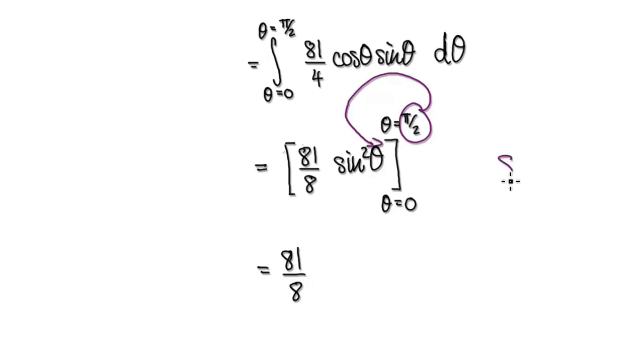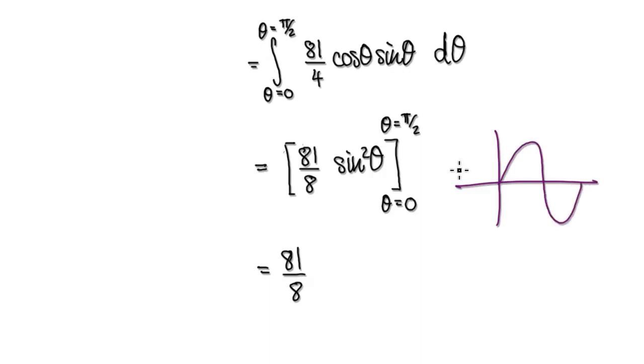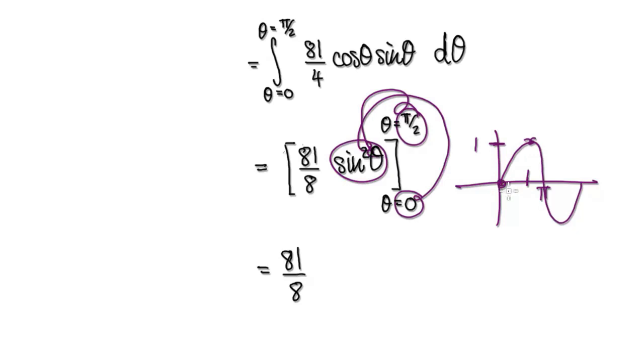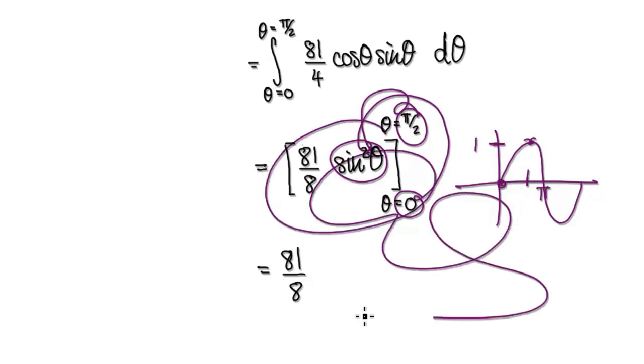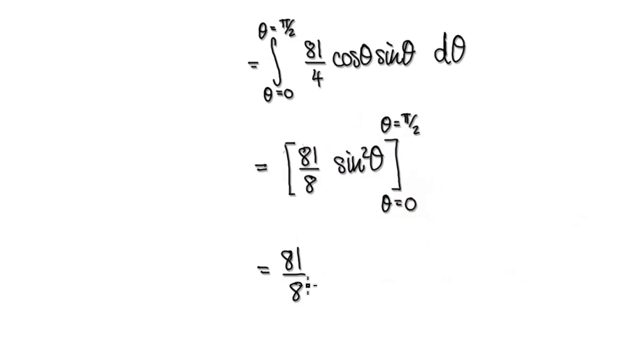The sine graph looks like this. This is pi over 2, you can see is 1. So when you put this into here, this whole thing is 1. And then when you put 0 in here, sine 0 is 0. So overall, the answer will be this thing here, 81/8. Okay.